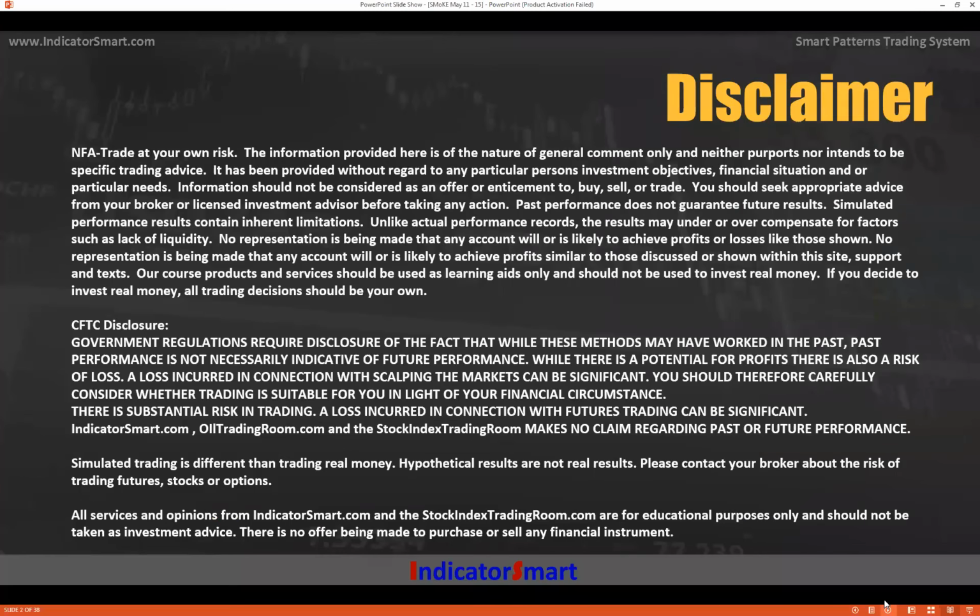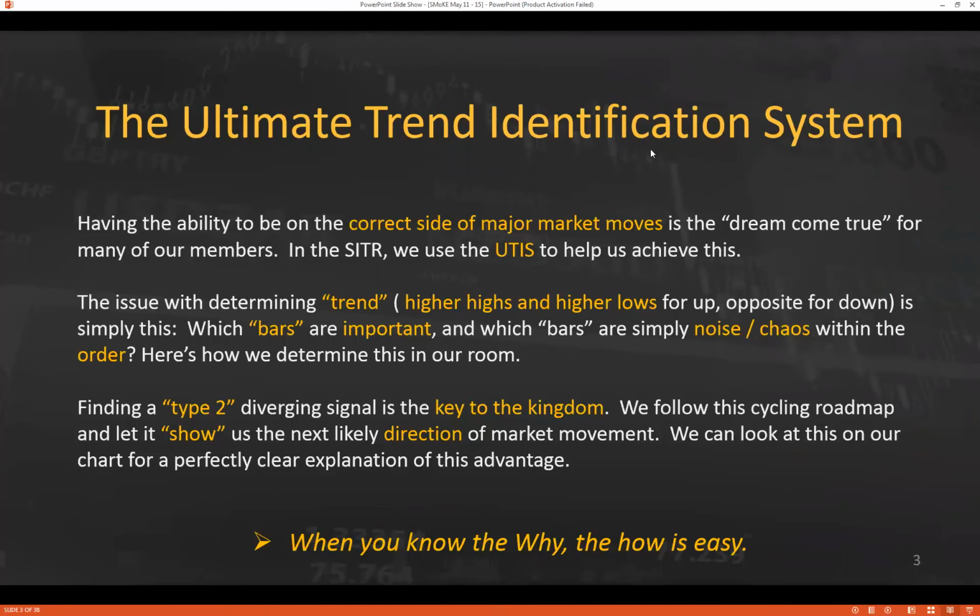Let's go ahead and pull this up. If you've not looked at this or read this, please pause this video at this time and read it and come back and join us when you get through. Ultimate trend identification system, we're going to look at charts. I'm not going to try to teach this off this, but we're going to look at charts and show you how we go about identifying which side of the market we want to be on.